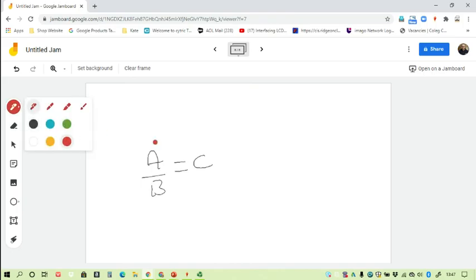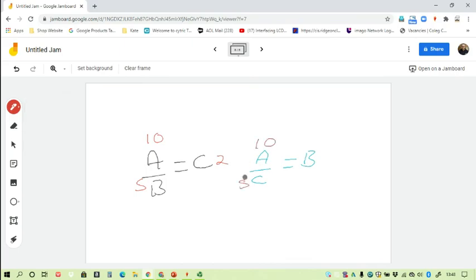And let's just do our numbers again. So 10, 5 and 2. So 10 divided by 5 equals 2. If I directly just swap those two over, so b goes up here and c goes down here, just to prove it, we have a over c equals b. Okay, so putting in my numbers now, numbers I made up earlier, 10 divided by 5 equals 2.